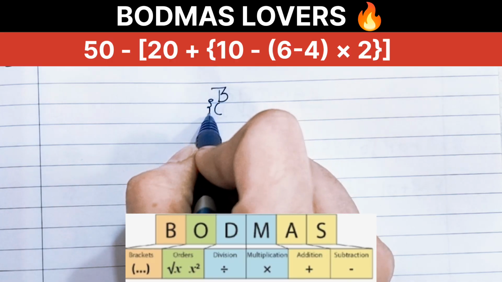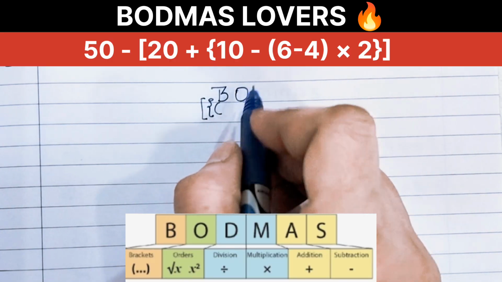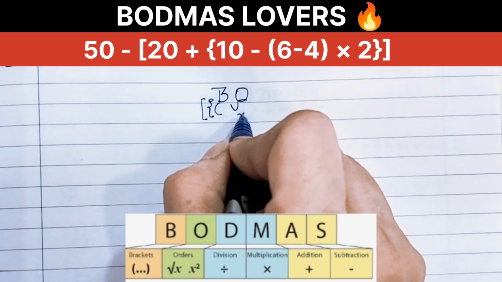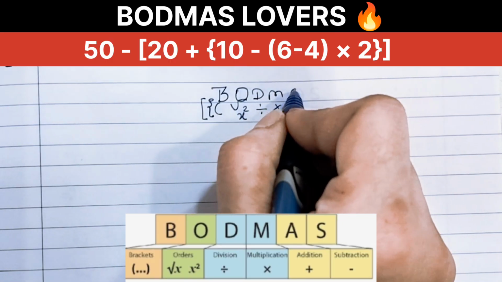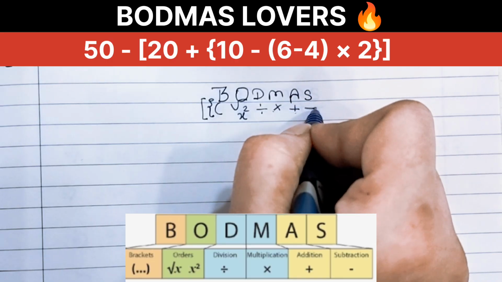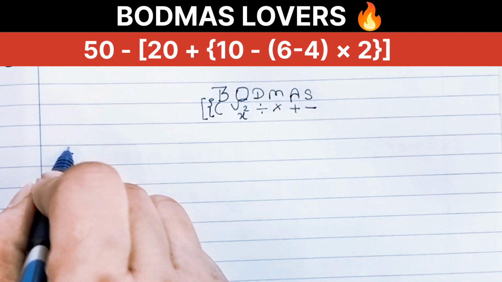The BODMAS rule says first we solve brackets: small bracket, curly bracket, then square bracket. O stands for order, where we convert into multiplication and solve roots and exponents. D stands for division, M stands for multiplication, A stands for addition, S stands for subtraction. According to this BODMAS sequence, we'll break down this expression with a step-by-step solution.